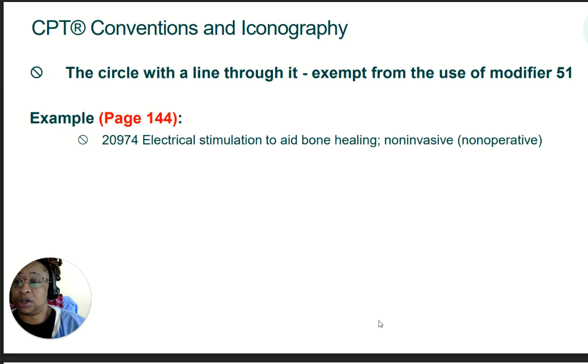Next, you have the circle with the line through it. This means exempt from the use of modifier 51. Now, modifier 51 means multiple procedures. If you see this particular symbol by this code, that means it cannot be used as a multiple procedure with modifier 51. Okay, so you can refer to page 144 or thereabouts, and you can look at the actual code 20974.